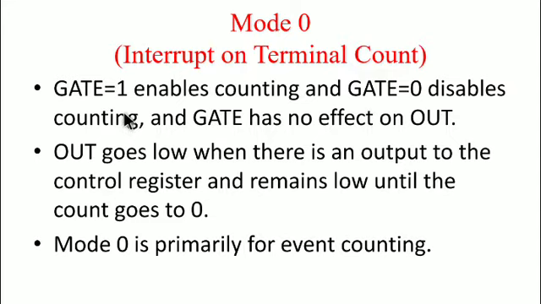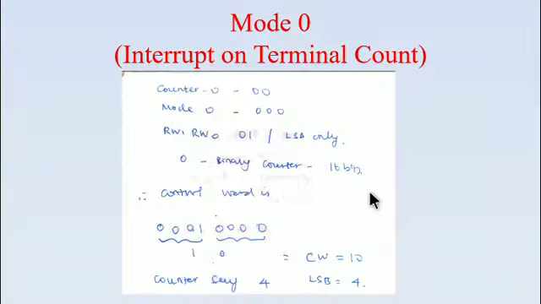If the gate is equal to 1, it enables the counting, and OUT goes low when there is a write to the control register and remains low until the count goes to 0. So this is a very important one. Mode 0 is primarily for event counting. Let us see one example.